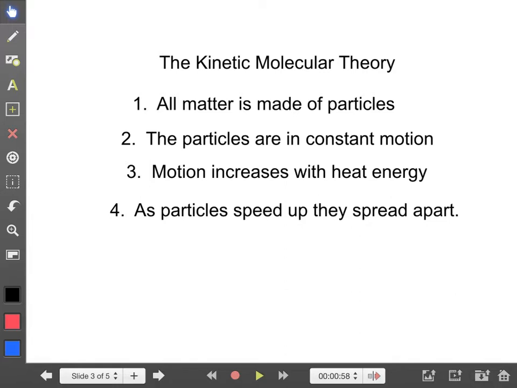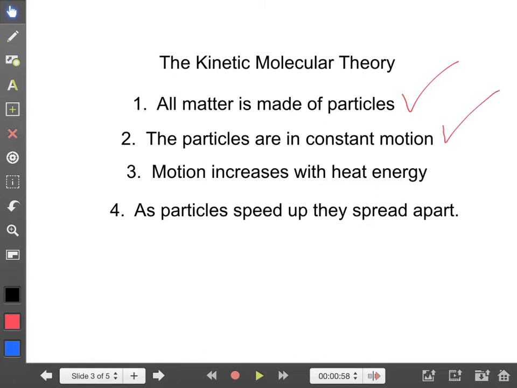Explanation for what? Well, it's an explanation for why matter behaves the way that it does, mostly when we heat it. So here's the deal. We believe, scientists, that all matter is made of particles. We don't have any direct evidence of this. We have a lot of indirect evidence, similar to the kind of evidence that we collected with our black box lab. But we're pretty sure matter's made of particles. You can call them atoms, you can call them molecules, or you can just call them particles right now until you know the difference. The particles are in constant motion.